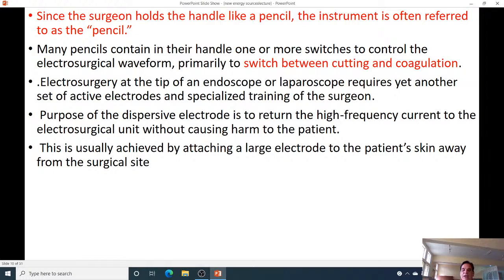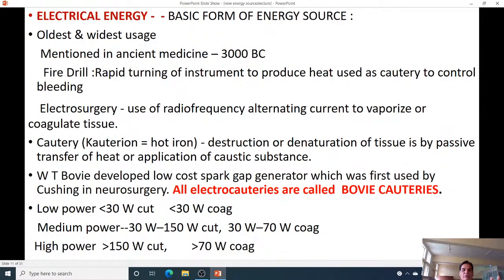So this dispersive electrode returns high frequency current to the electrosurgical unit without causing harm to the patient. Only one point you have to use, and the rest of the electricity which is left after producing heat goes back to the electrosurgical unit, and it does not cause harm to the patient. And that is mainly a large passive electrode.